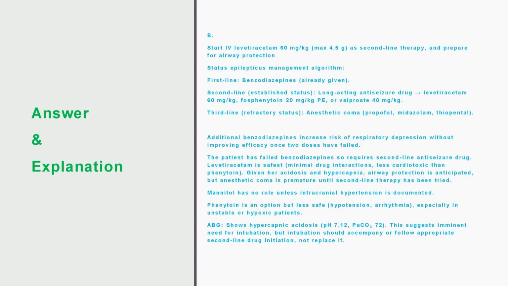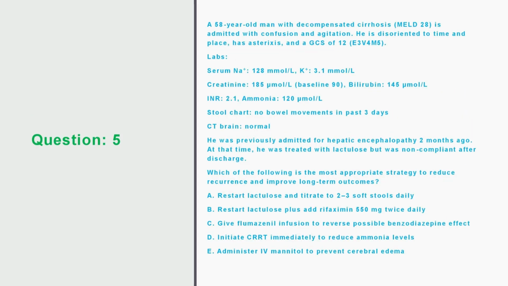Mannitol has no role unless intracranial hypertension is documented. Phenytoin is an option but less safe: hypotension, arrhythmia, especially in unstable or hypoxic patients. ABG shows hypercapnic acidosis. This suggests imminent need for intubation, but intubation should accompany or follow appropriate second-line drug initiation, not replace it. Question 5.